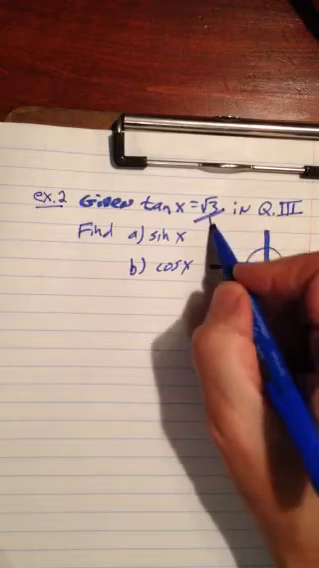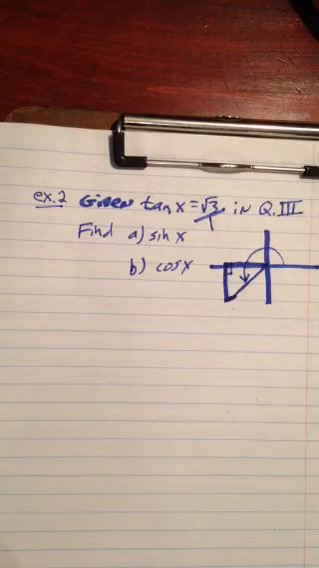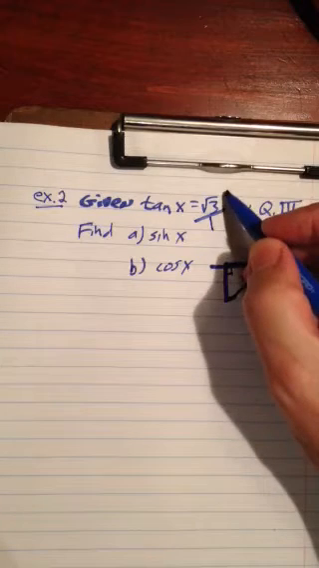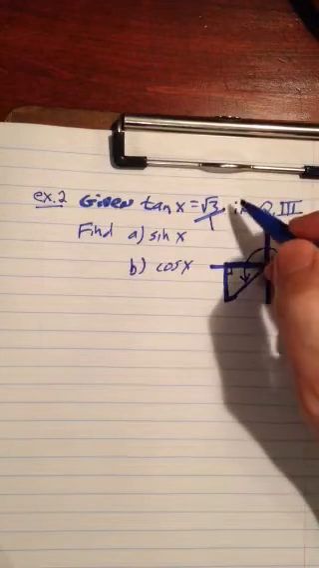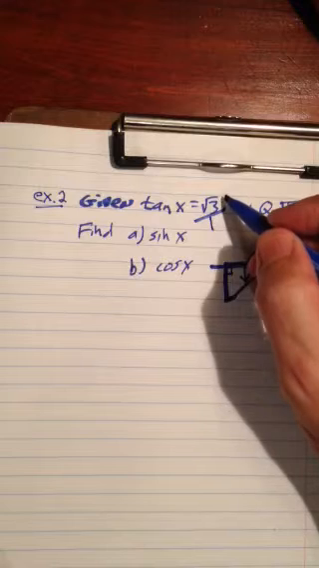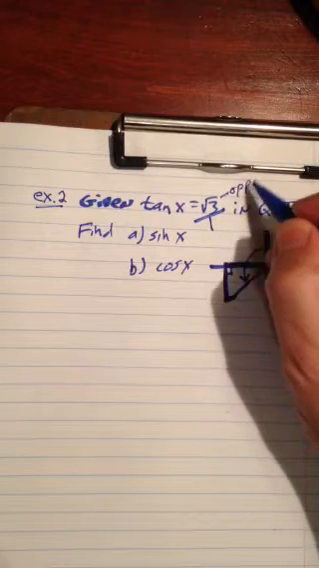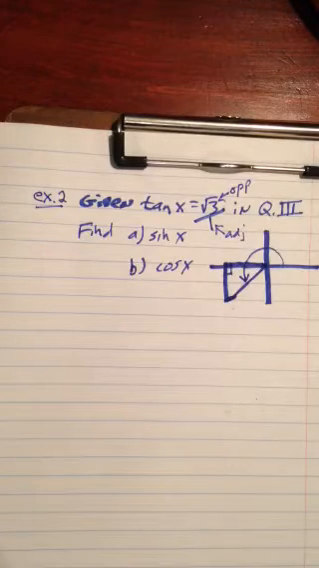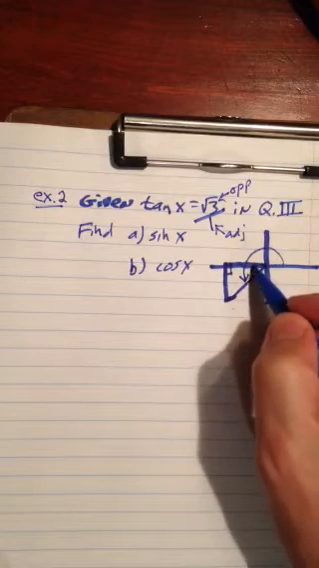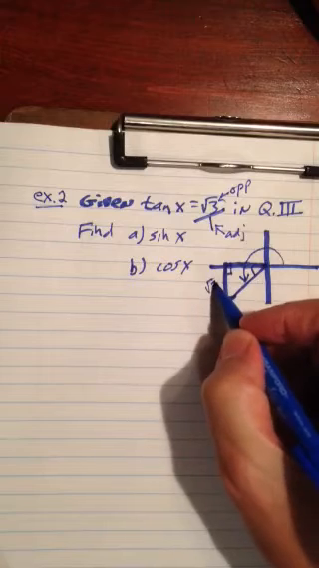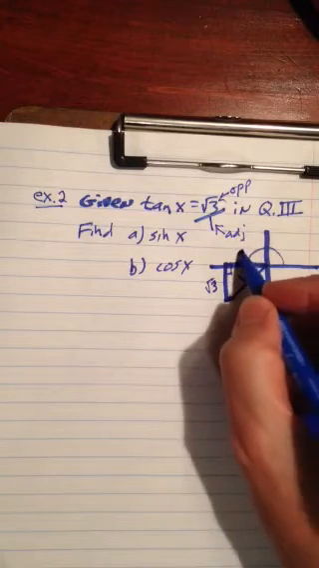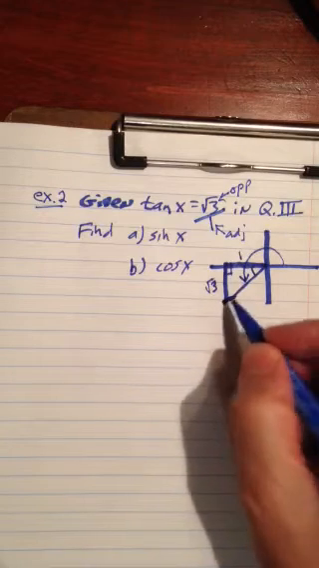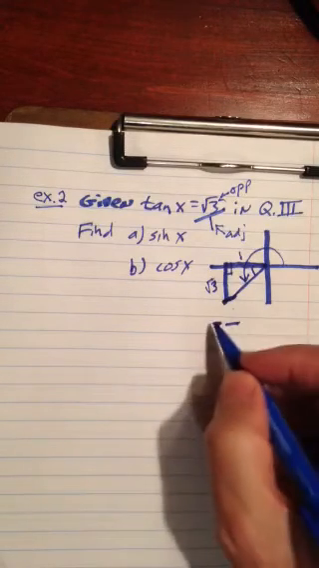Tangent is square root of 3. Well, square root of 3 is the same as square root of 3 over 1. We also know that tangent is opposite over adjacent. So that's the opposite, and that can be the adjacent. So here's my reference angle. The opposite is square root of 3. The adjacent is 1.